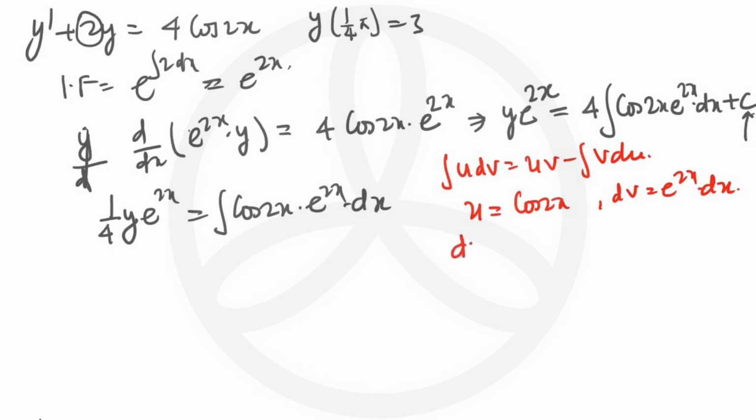Now here we get du is equal to, we would need to differentiate this, so this will be minus 2 of sine of 2x dx, and when we integrate this will become v is equal to half e to the power 2x.